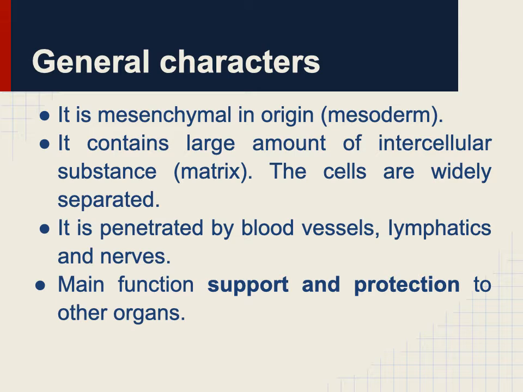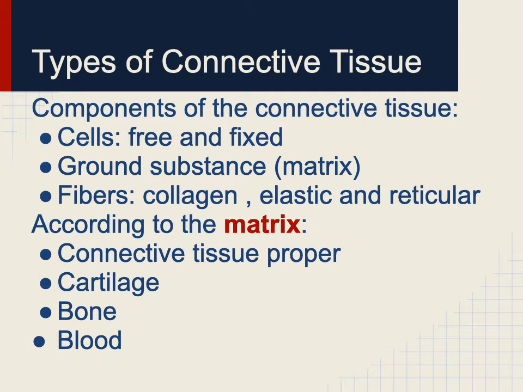What are the components of the connective tissue? Connective tissue is formed of three components. Cells: the cells may be fixed or free. Fixed means does not move. Free means movable cells; they can move from side to side. The other element is the fibers. Fibers include collagen, elastic, and reticular fibers. And the matrix, which separates the cells and in which the connective tissue fibers are embedded.